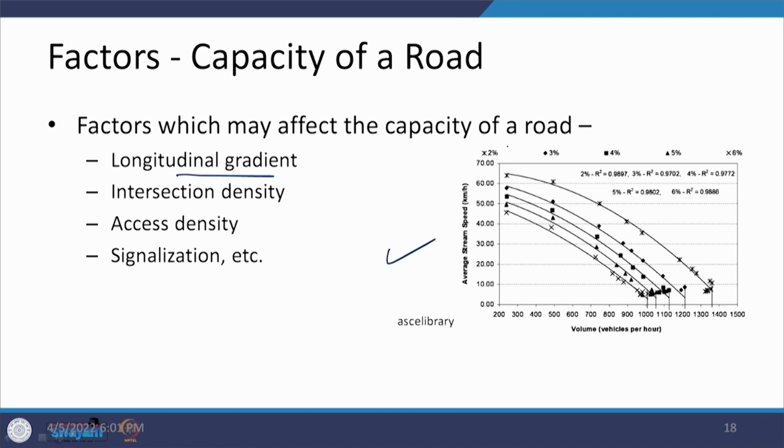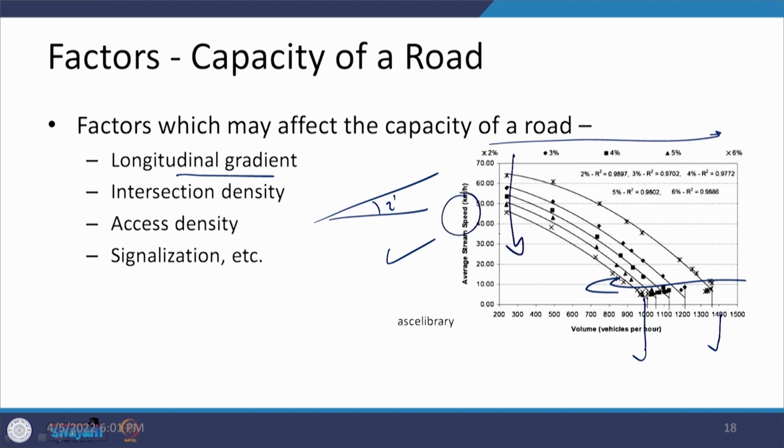The other factor is longitudinal gradient, and one graph is shown here. You can see that the values change from 2% to 6%. As the gradient increases, the capacity reduces. It was 1400 and it has become 1000 at a 6% gradient. Similarly, the speeds go down again: it was around 65 kilometers per hour at a 2% gradient, and has become roughly 47 or 48 kilometers per hour at a gradient of 6%. This again makes an impact on the capacity of a road.